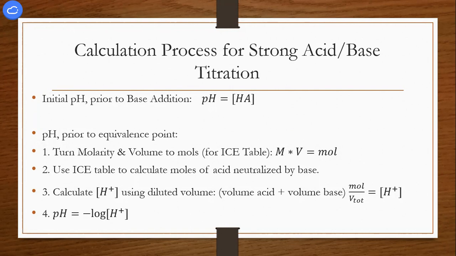Step 3, we calculate the new concentration by dividing the moles remaining by the total volume. So if I added 25 mL of acid to 10 mL of base, we would have a total volume of 35. So we have to recalculate our dilution.